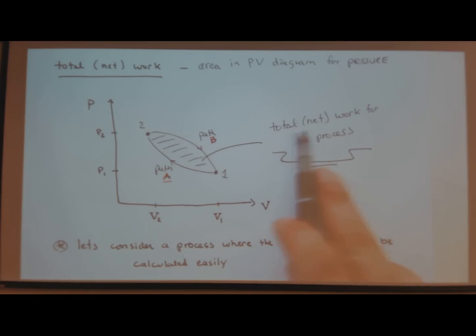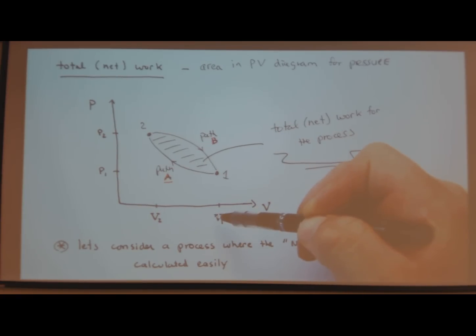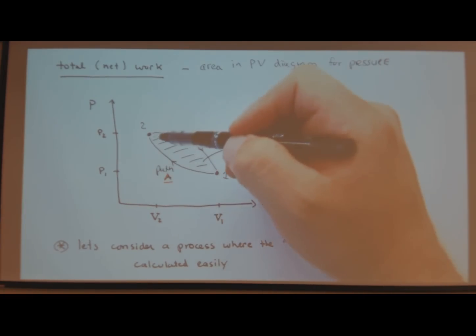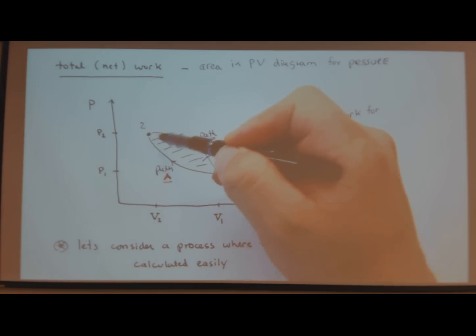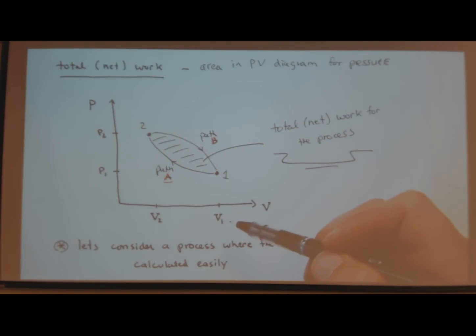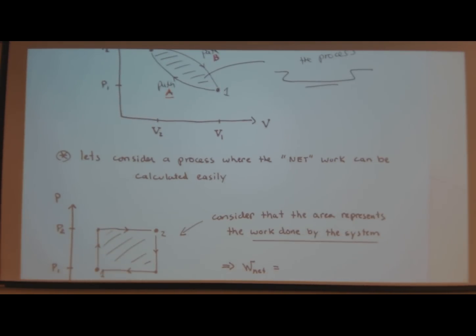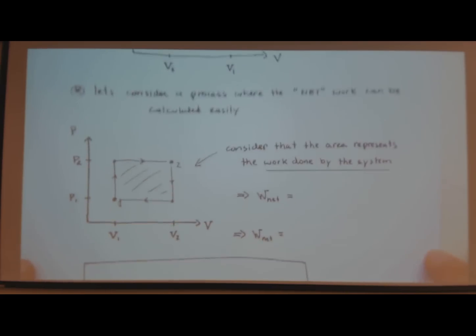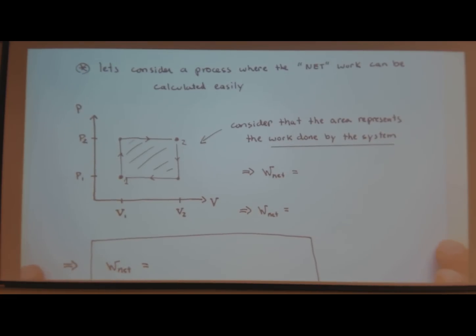I could have the net work done for a process, but the process just might be from 1 to 2, then it would be the area under this. Or I could have the net work done from going from 2 to 1, and then it would be everything under there. So let's consider something where the net work done can be calculated easily. So let's just not have some funky curvature to our paths.